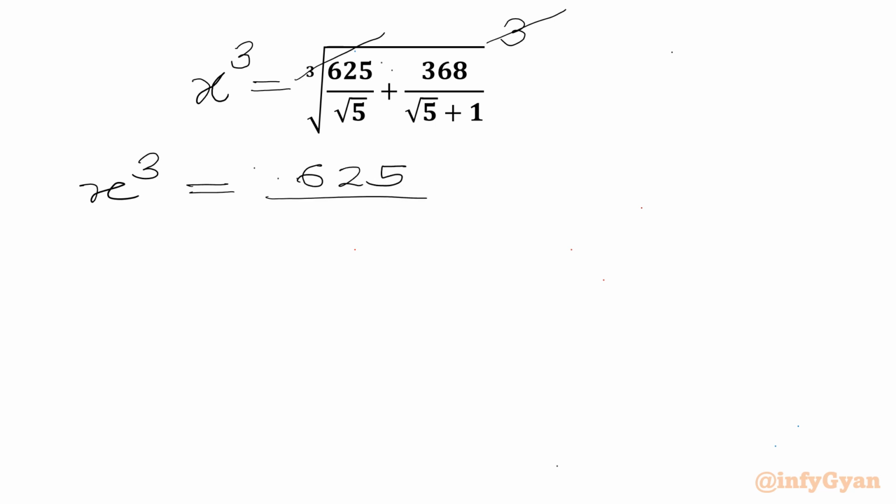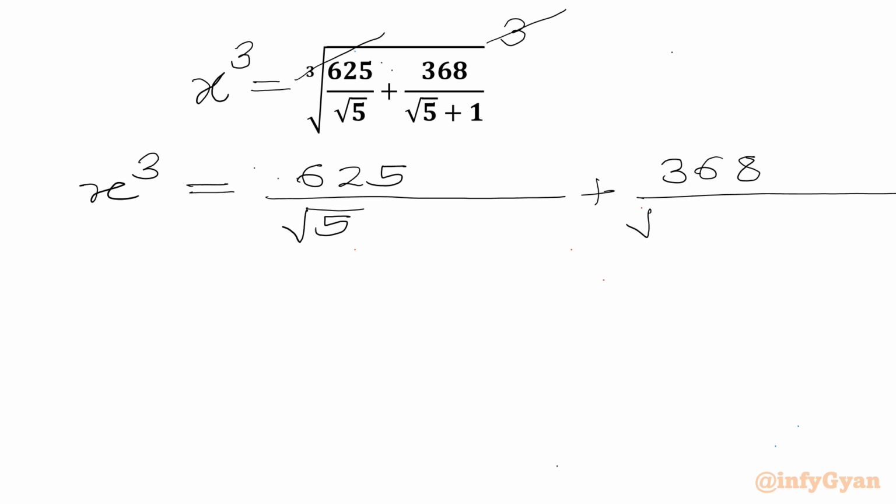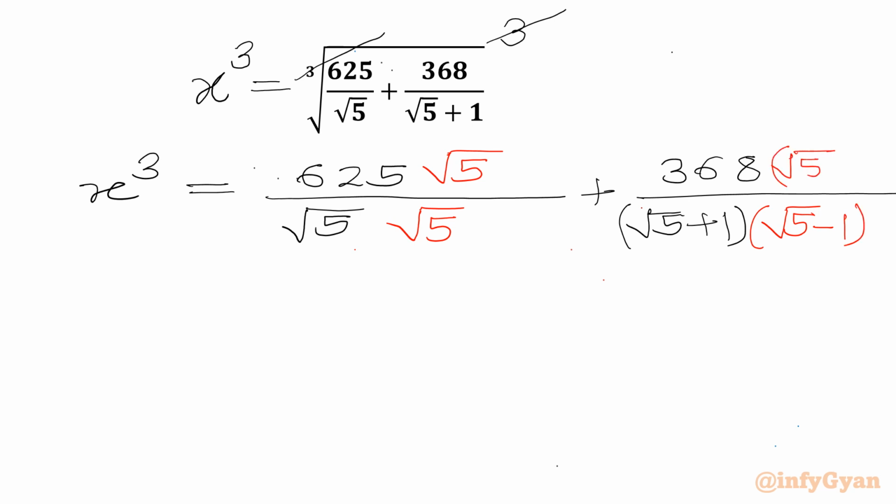625 over square root 5 plus 368 over square root 5 plus 1. Now we will use rationalization. So I need to multiply here with root 5 in the numerator and denominator. And for this term I will multiply with the denominator's conjugate, which is square root 5 minus 1, in the numerator and denominator.